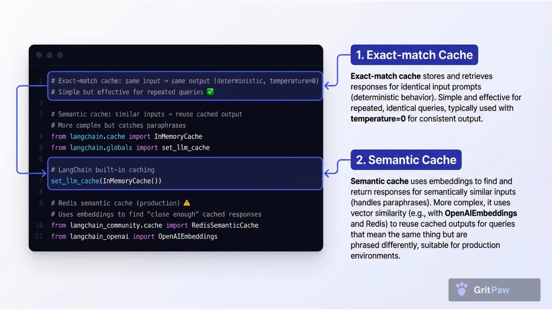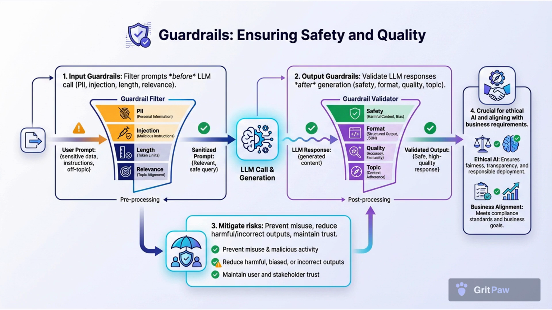Even with rate limiting and caching in place, our LLM application isn't truly production ready without robust guardrails. Guardrails are essentially a set of rules, filters, and validation steps designed to ensure the safety, quality, and ethical behavior of our LLM system. They act as a critical control layer, mitigating the unique risks associated with generative AI. We primarily categorize them into two types: input guardrails and output guardrails.